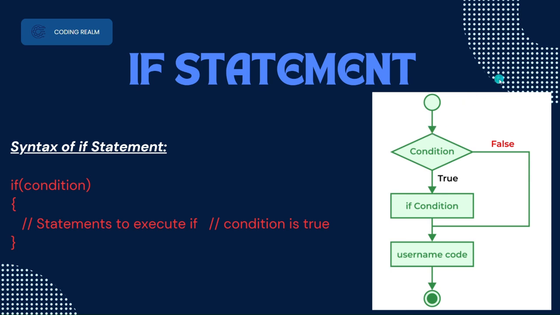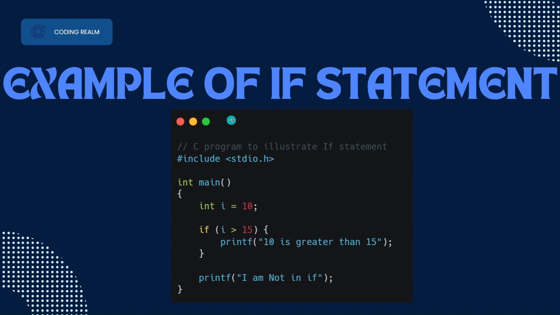Now let's see an example about the if statement. We will start with #include <stdio.h>, int main, and int i. I declared here an integer i equal to 10. And here I need to use the if statement. If the condition is if i is greater than 15, I need to print 10 is greater than 15. And finally printf. Here the computer works with i equal to 10. Is 10 greater than 15? It's false. It prints I am not in if.